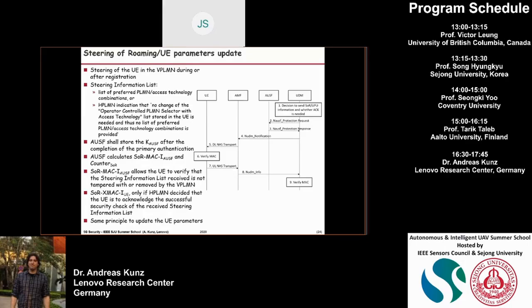So it can see whether the AMF, for example, changed the message in between to try to get a higher priority PLMN or something like this. And the UE may send a reply to this message if requested by the UDM. And the same principle basically applies to a UE parameters update, where the message is protected in a similar way by the KAUSF of the AUSF, and then sent to the UE in the visited network.